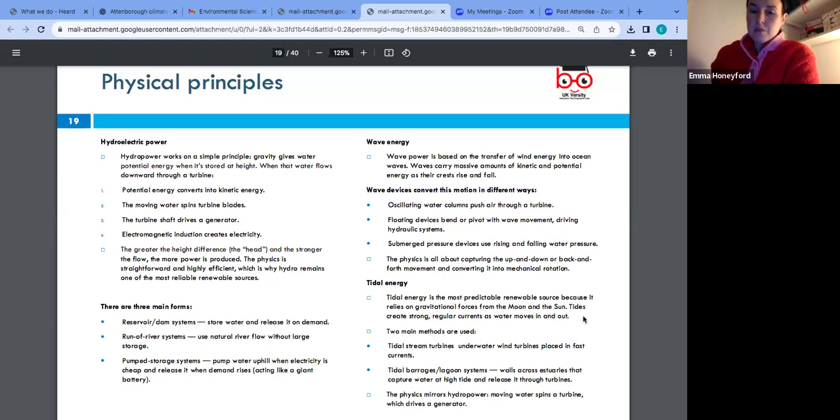And then tidal energy is the most predictable renewable source because it relies on gravitational forces from the moon and the sun. Tides create strong, regular currents as water moves in and out.